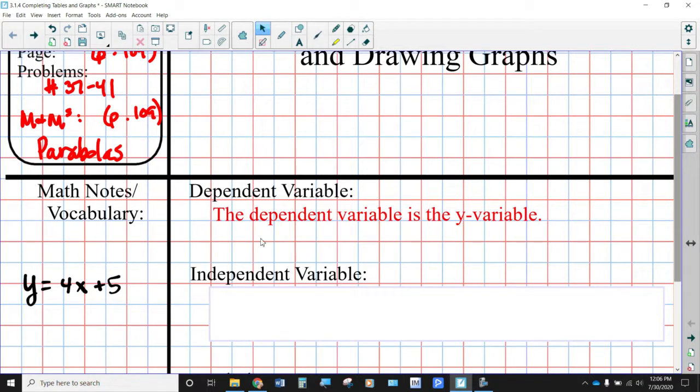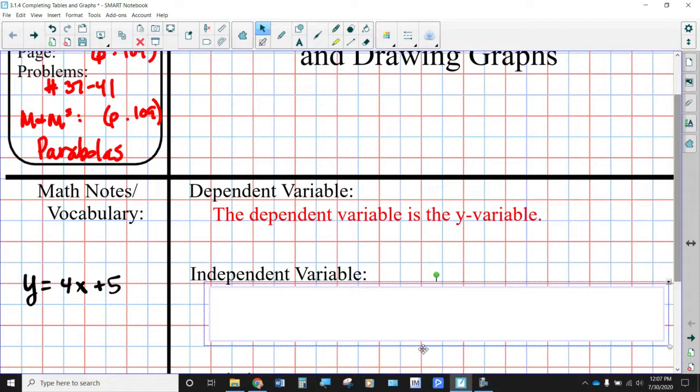And we tend to set up our tables and our graphs with this in mind. We always set up the rule so that y is equal to some expression that includes the x variable. So y, how tall is a tree? Well, it depends. What does it depend on? It depends on how many years after planting it you measure it. So we make the y the dependent variable because this is affected by the independent variable.